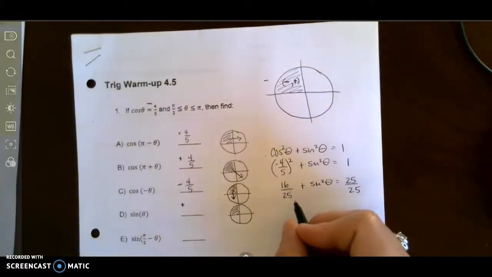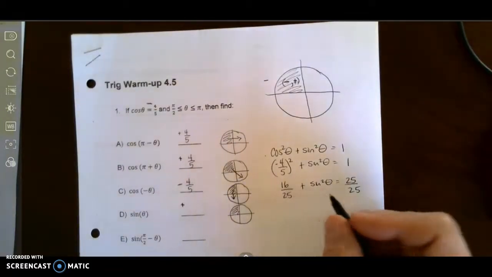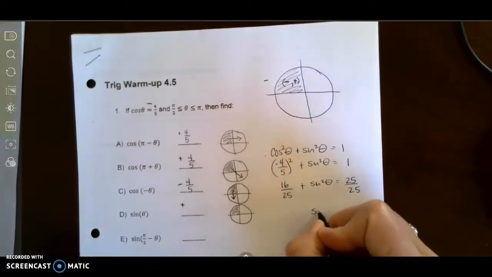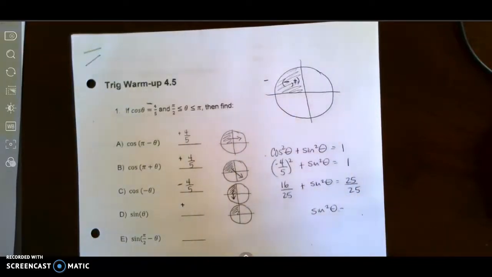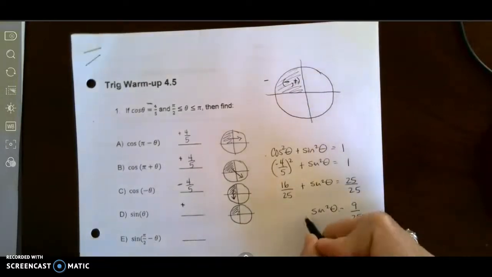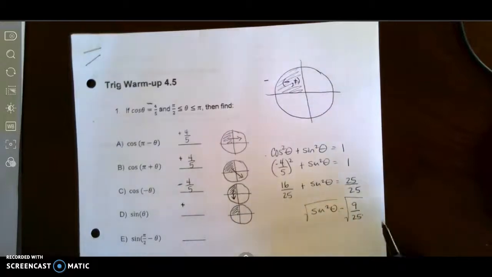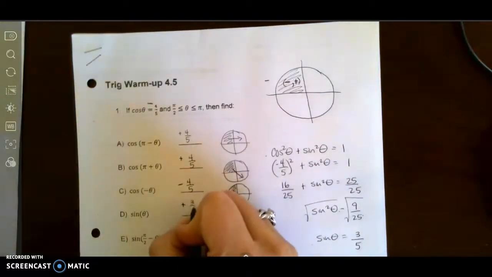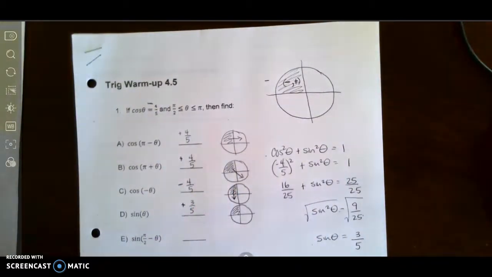And when I subtract the 16/25 from each side, I get, I hope I've been talking loud enough. I just realized that I was facing away from the microphone, so hopefully you've been able to hear me. Sine squared equals 9/25. Take the square root. I don't need plus or minus because I know I only need the positive. So I get sine of theta equals square root of 9 is 3, square root of 25 is 5. So I get 3/5.